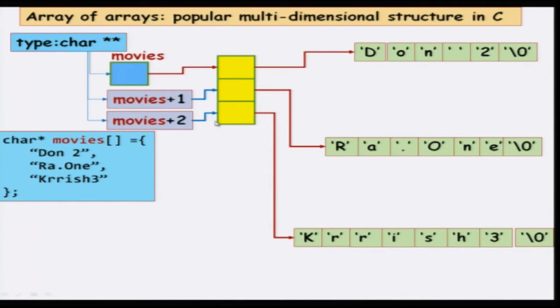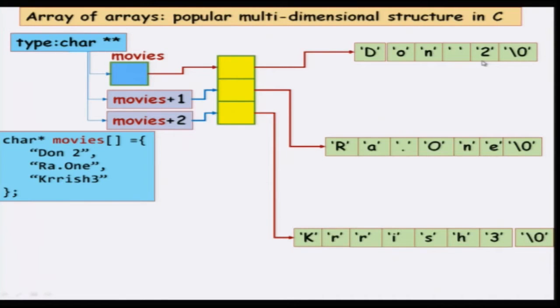Okay, now, how will we do this? So, one way to do this is you say that okay, movies is pointing to an array of arrays. So, movies plus 1 is pointing to another character array, movies plus 2 is pointing to another character array, and so on. Okay. So, this is how you pictorially represent it. There are 3 entries and each entry is a character pointer. So, it can point to any character array whatsoever.